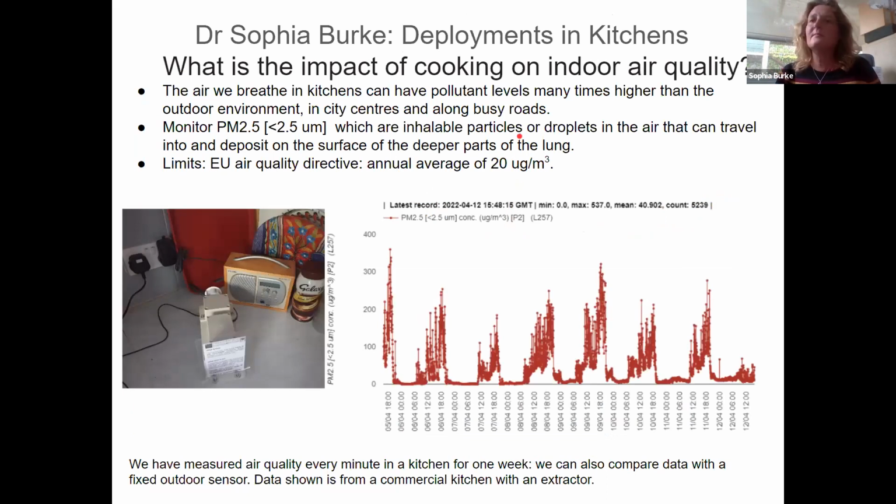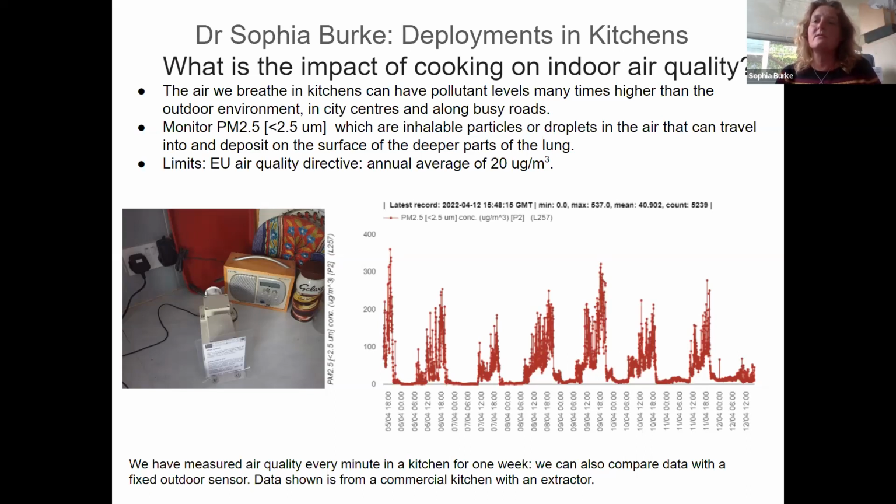And finally, another air quality one. The research question could be, what's the impact of cooking on indoor air quality? Because the air we breathe in kitchens can have pollutant levels many times higher than the outdoor environment, particularly compared to city centres and along busy roads. The levels are comparable. So we monitored particulate matter at 2.5 microns, which are inhalable particles or droplets in the air. They're very small, and can travel into and deposit on the surface of the deeper parts of the lungs. So these are more dangerous particles, and so we monitored them.